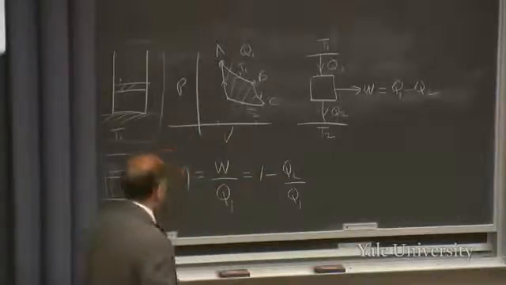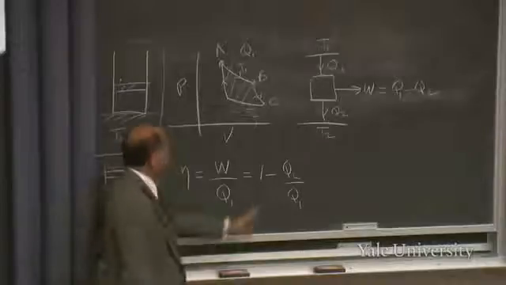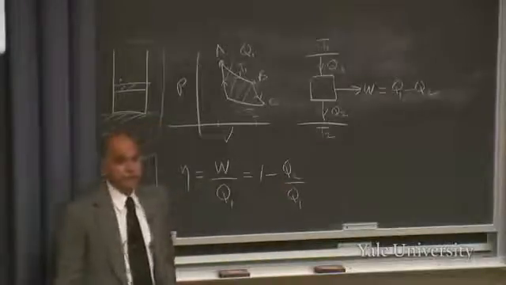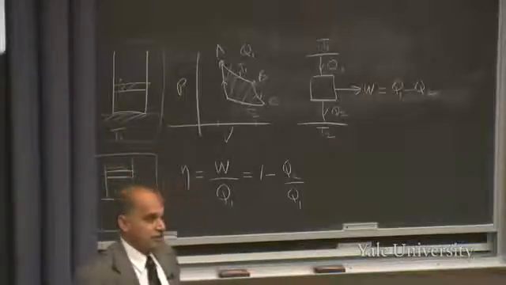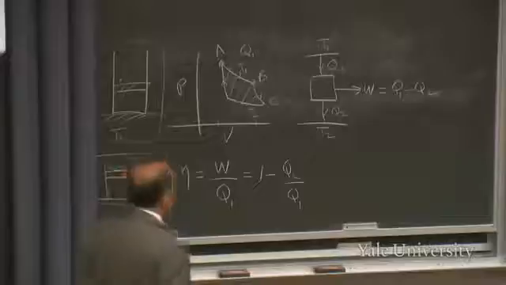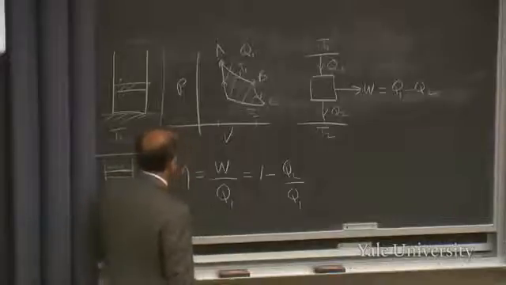Now, why is the efficiency not 100%? That's because Q2 is not 0. You can say, why are we building a stupid engine that rejects some heat? Why not just use all of it in some other fashion? And that's what we're going to talk about.